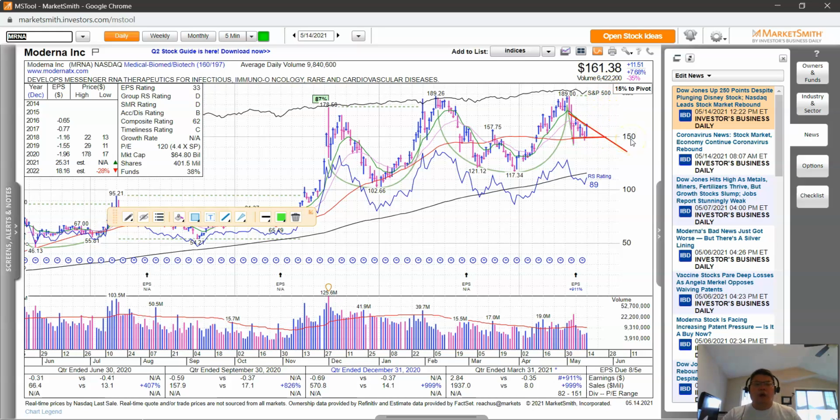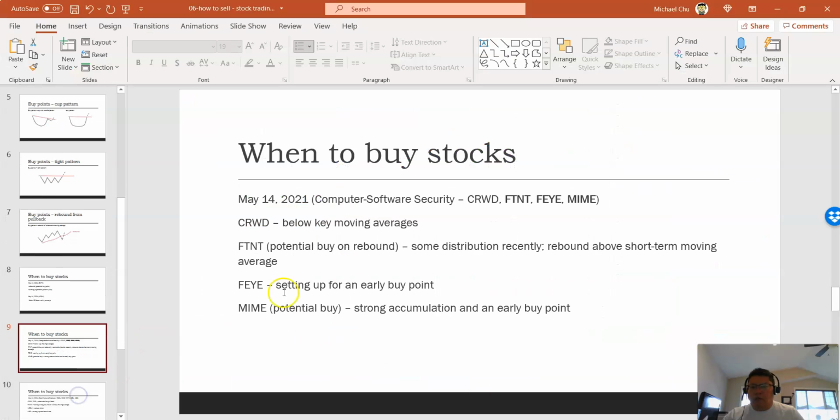So something to watch out for. So that's biotech and Moderna. We're going to move to the software security group here. So computer software security is tech industry.